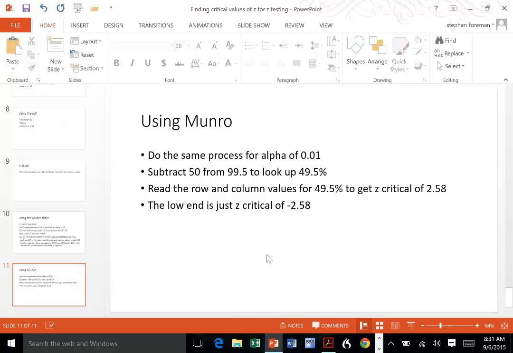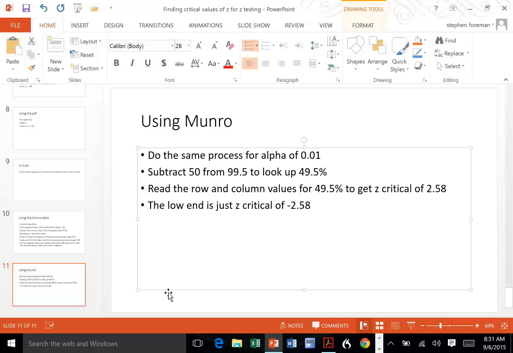In the end analysis, if you're having trouble using the tables, you might also go online and you can probably find a lookup table where you can just enter your alpha and they'll tell you the z-values.